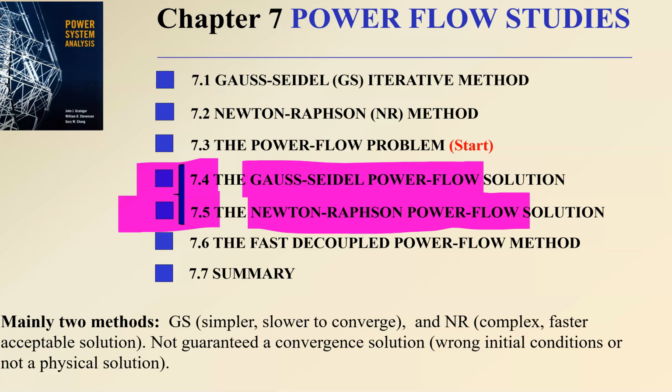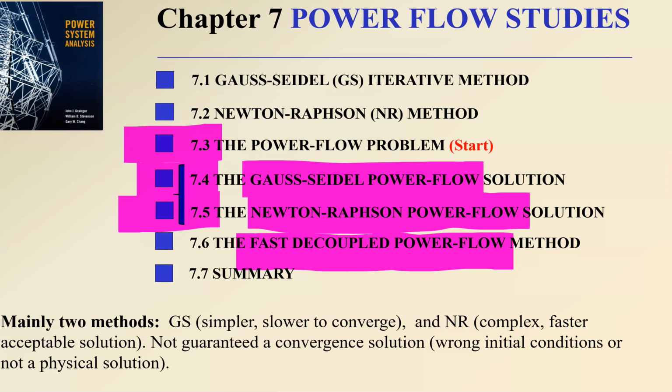We also have older methods, you probably heard of before, something called the fast decoupled power flow. These are simpler methods where you can decouple the equations more. But I think we will start with 7.3, the power flow problem. Sections 7.1 and 7.2 are more like background you can read on your own, on the actual development of the algorithms. But I'll start with 7.3 and go through some examples there.